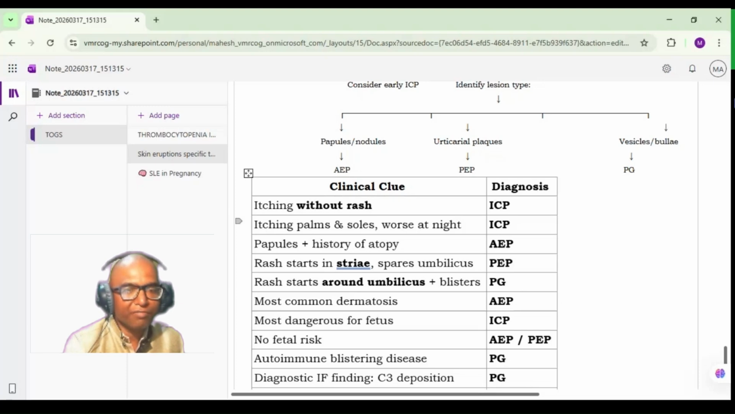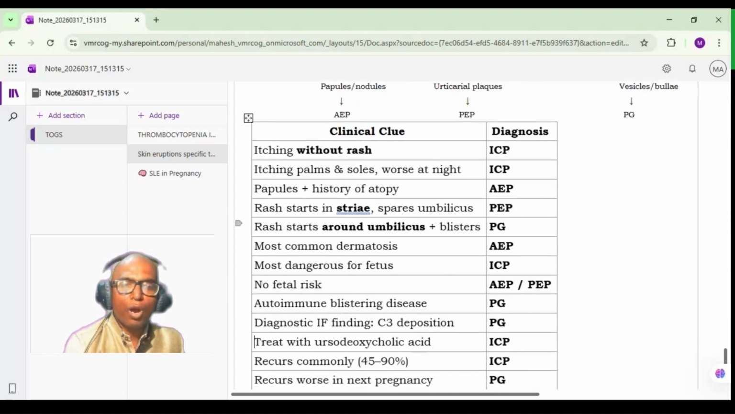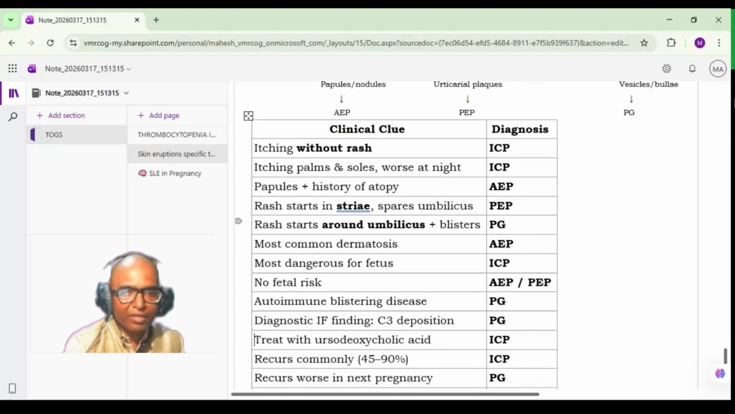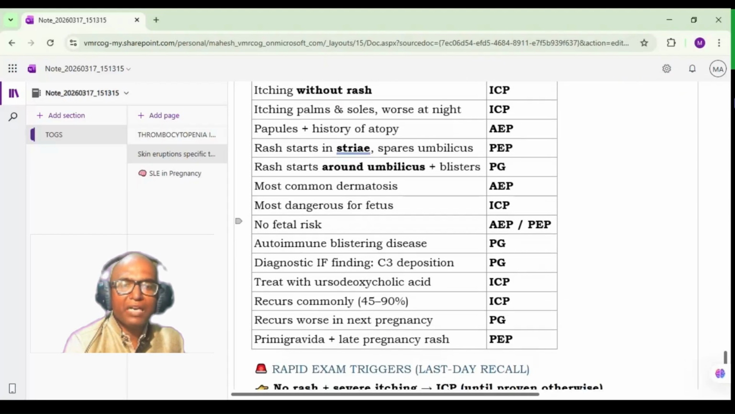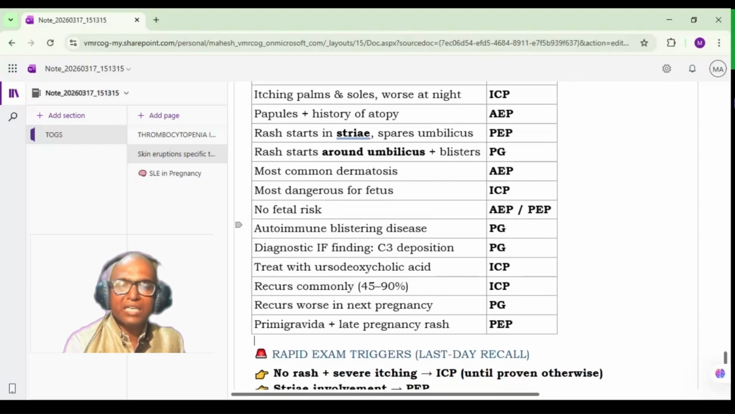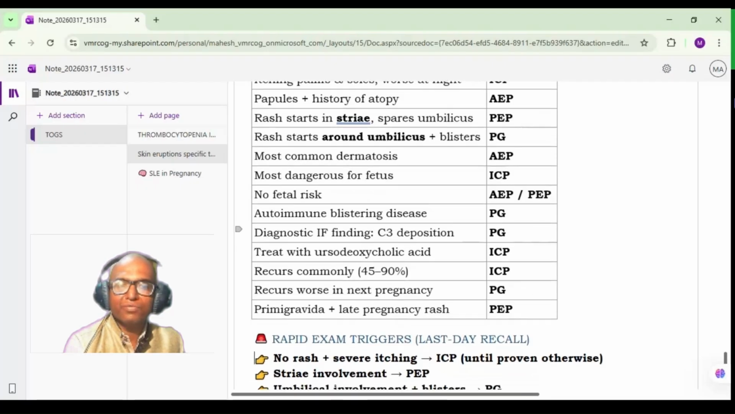AEP and PEP do not have fetal risk. Okay. Autoimmune blistering is seen in pemphigoid. Diagnostic immunofluorescence, again pemphigoid. Treatment with ursodeoxycholic acid, ICP. Recurs commonly in 45 to 90% of cases, ICP. Okay. Recurrence worse in the next pregnancy, pemphigoid. Okay. Primigravida plus late pregnancy rash is a PEP. So these are the things which are important from this.